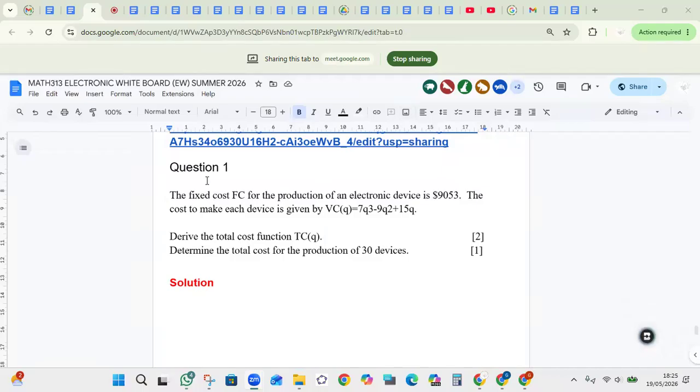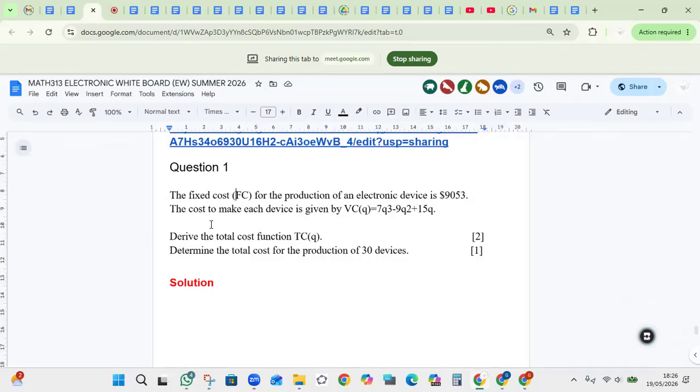Here we are going to discuss question number 1. It says the fixed cost, and the symbol for fixed cost is capital F, capital C, for the production of an electronic device is $9,053. So that cost is fixed. Whatever the company produces, they must pay that $9,053.